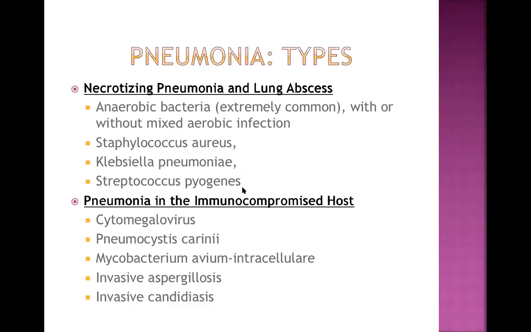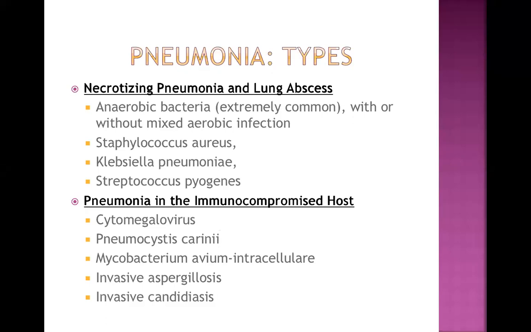And another type is pneumonia in the immunocompromised host. If somebody is immunocompromised, they cannot fight against infection, so any type of infection can occur in that individual. The more common ones are written here, like cytomegalovirus, which can cause pneumonia. Pneumocystis carinii can cause pneumonia, especially in AIDS patients, because AIDS is a perfect example of an immunocompromised situation. So those people will have Pneumocystis carinii pneumonia.